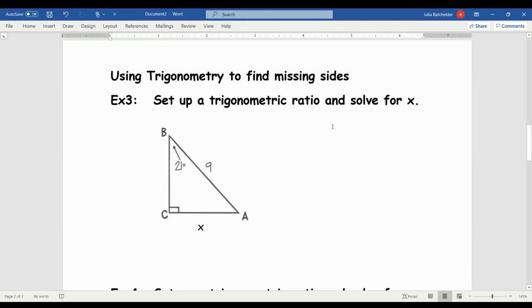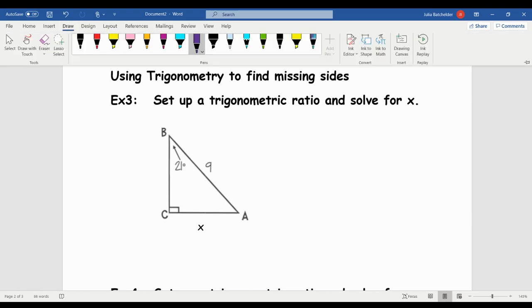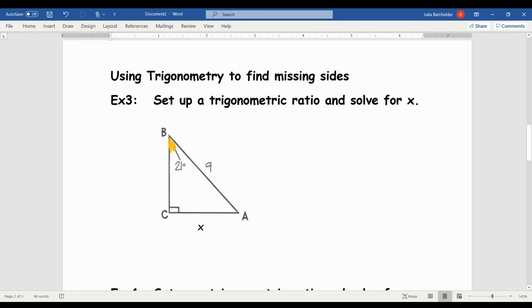All right, so this time we are going to use trigonometry to find some missing sides. And in this example, it says set up a trig ratio. So this time what we've got here is angle B, and that's the one that we're given. In reference to angle B, x is our opposite side because it's the side that's not touching. And we know that 9 is our hypotenuse.